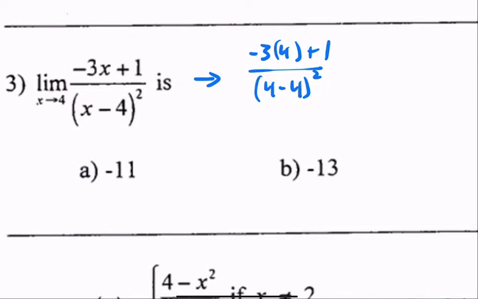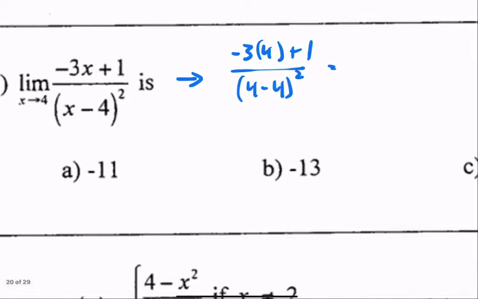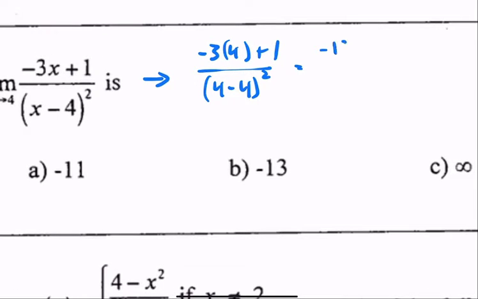And so what happens on the top? What happens on the top? We get -12 plus 1. And on the bottom, 4 minus 4 is 0 squared. So it looks like I get -11 over 0.